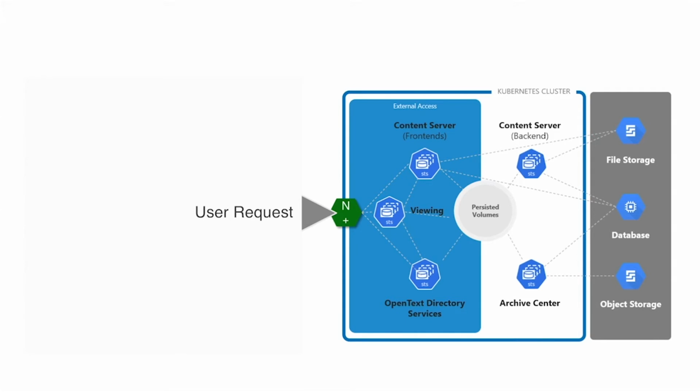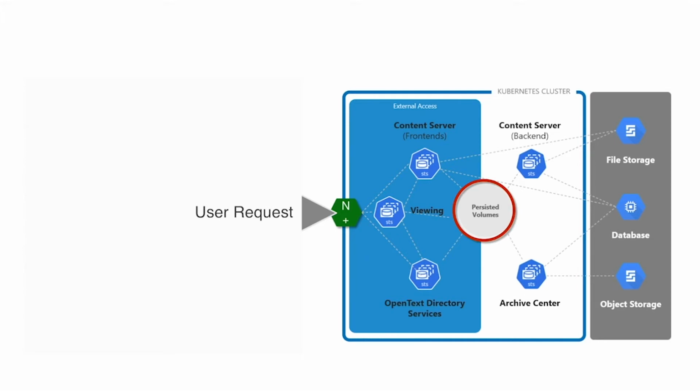The second thing that I want to show here are the pods and workloads. As you can see here, we have multiple pods with workloads, for instance, for content server front-end and back-end, the viewing components, OpenText Direct Service, Archive Center. Next, I want to mention the service. As you can see here, we have our pods exposed to either external or internal access. For instance, the content server front-end, the viewing, and the OpenText Direct Service are exposed externally, so users can access those applications directly. And we do have the content server backend and archive center service that do not allow external access.